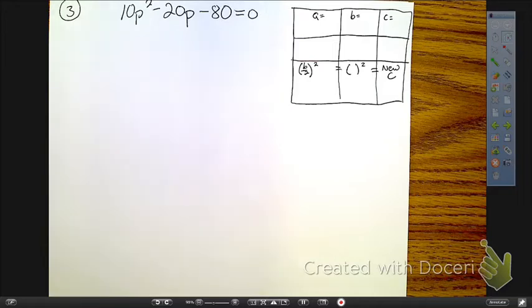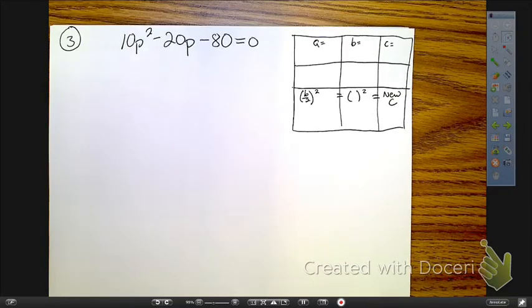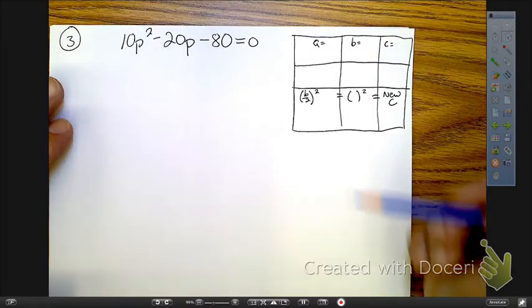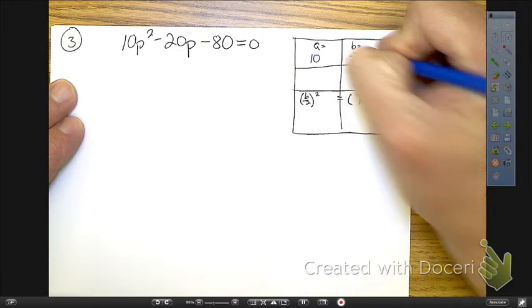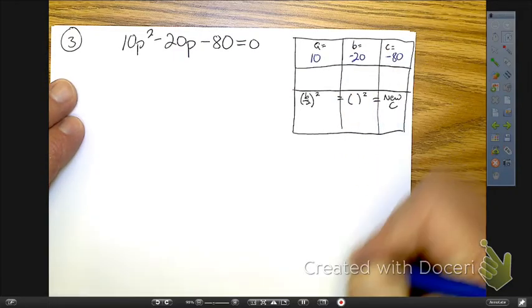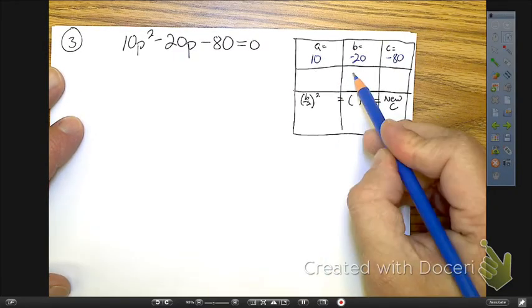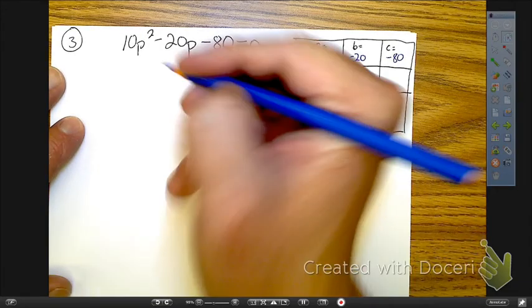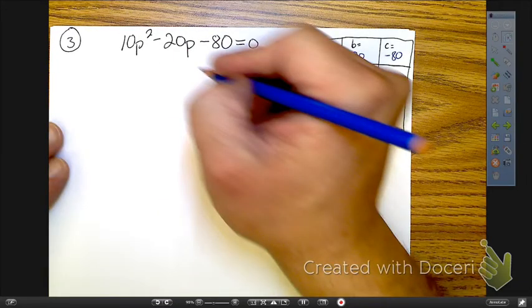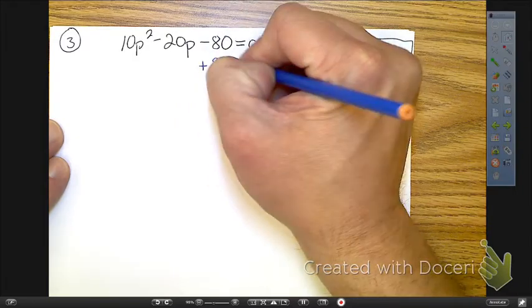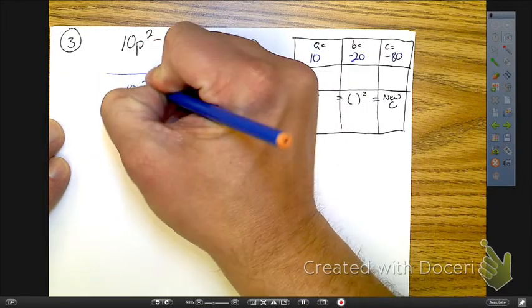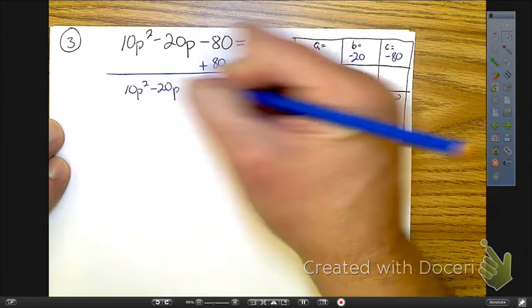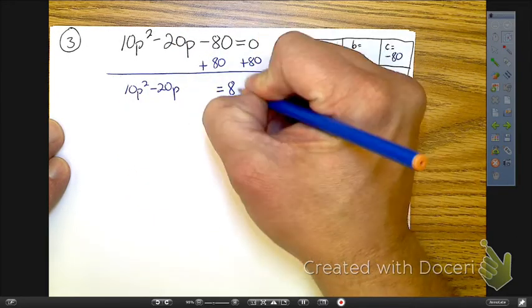Example number 3. 10p squared minus 20p minus 80 equals 0. It equals 0, so now we can figure out what A, B, and C are: 10, negative 20, negative 80. Step 1, move C to the other side. 10p squared minus 20p equals 80.